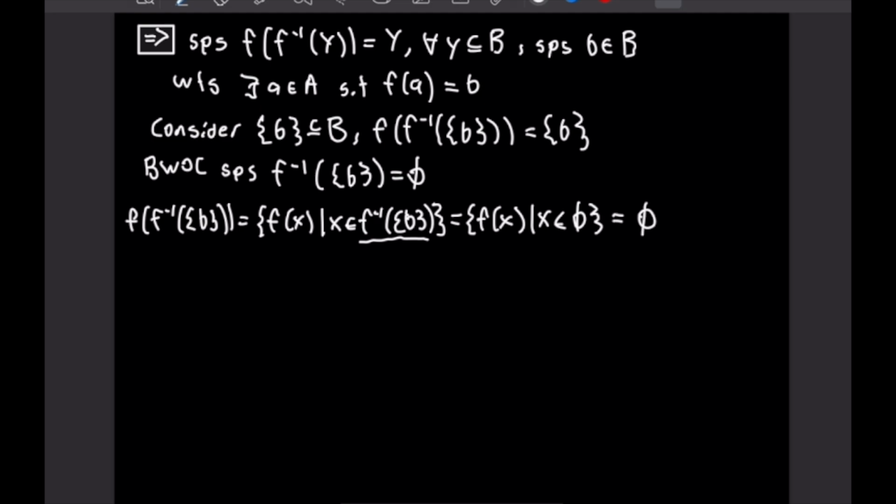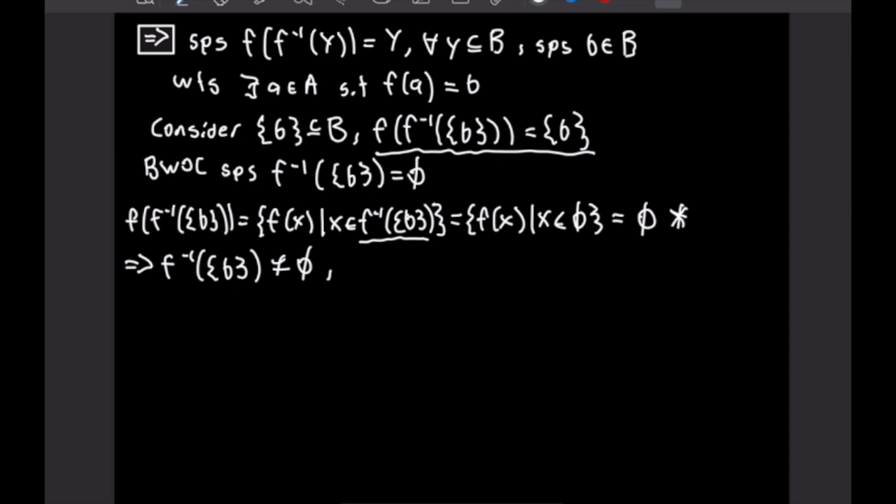But that's a contradiction, as we know from our original assumption that the image of the pre-image of our singleton B must be equal to B. So we've arrived at a contradiction. So that means that our pre-image of our singleton B is non-empty.